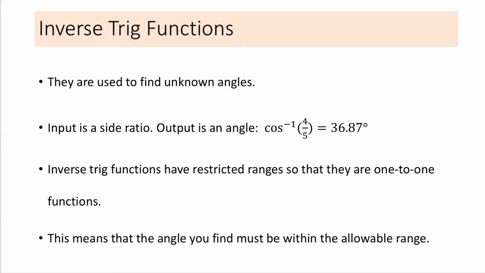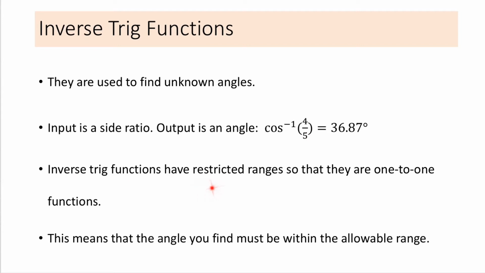So now, with inverse trig functions, we have a way to find unknown angles. So if we know sides, now we can find angles. So the input is a side ratio. So 4/5 in this example is a side ratio, and your output is the associated angle. So if you have an angle of 36.87, then you have a side ratio of 4/5.